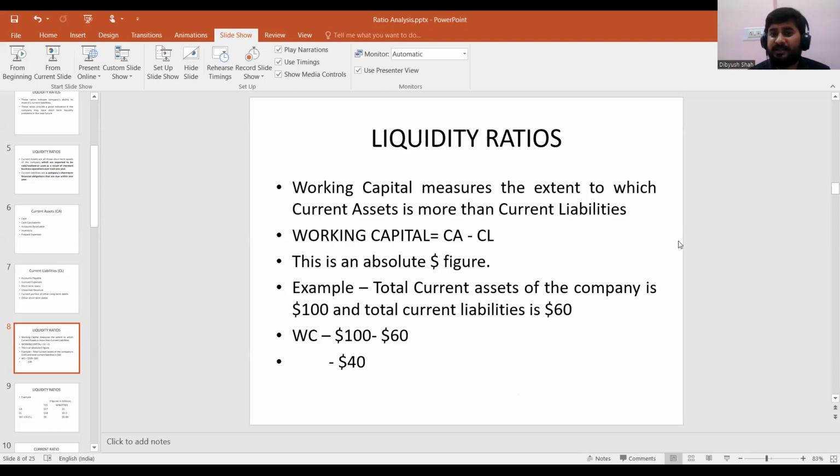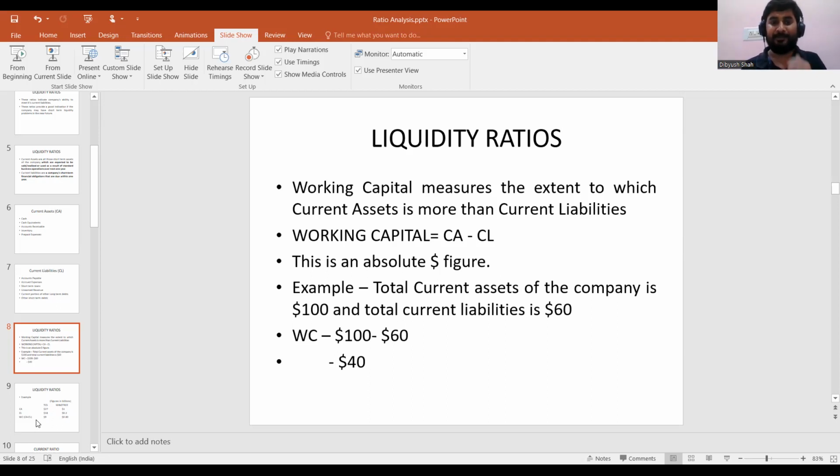Working capital measures the extent to which your current assets are more than your current liabilities. Nothing more. So the formula is very simple: current assets minus current liabilities. We will use CA for current assets going forward and CL for current liabilities. This is an absolute dollar figure. For example, if total current assets of the company is $100 and total current liabilities is $60, working capital will be $100 minus $60, that is $40.